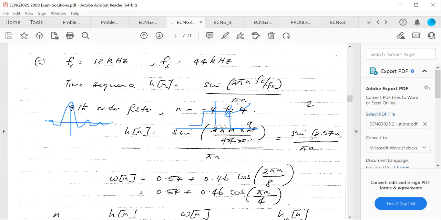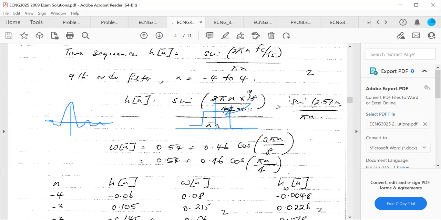All right? It is not 0. The sine x over x function is actually 1, right? If this was sine pi n over pi n, this would be 1. As you approach 0, the sine function becomes equal to 2 pi n fc over fs as this approaches 0 in radians. So the n's cancel, the pi's cancel, so you only have 2 fc over fs in this case. All right? Everybody okay with that?